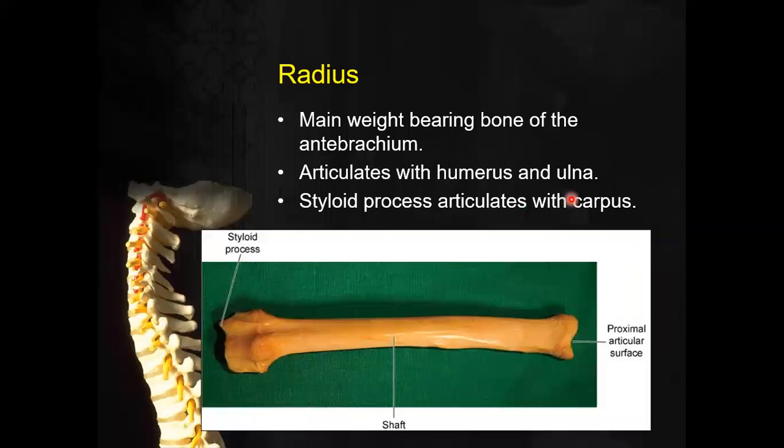The radius is the main weight-bearing bone. In our dogs and cats and people, it does share the weight-bearing properties with the ulna. In bovine and equine, it's pretty much the primary bone. And it's going to articulate distally with the carpus. I do not have a bovine carcass. Everybody okay so far?